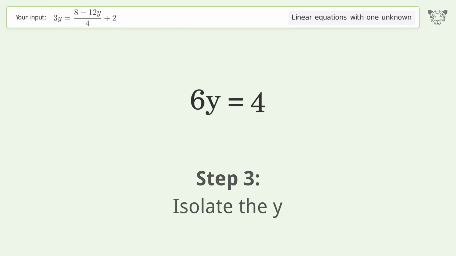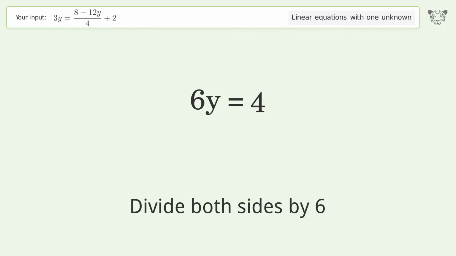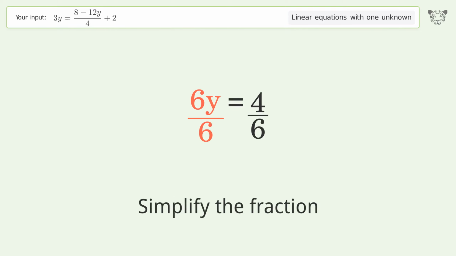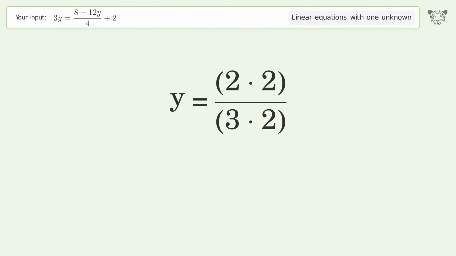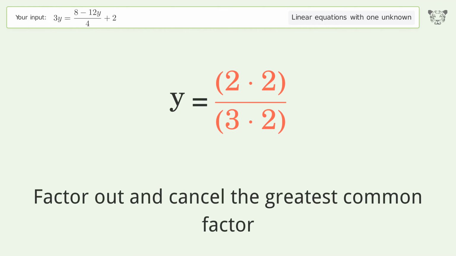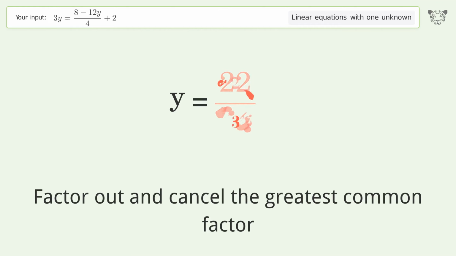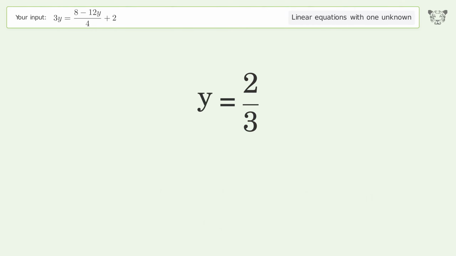Isolate the y. Divide both sides by 6. Simplify the fraction. Find the greatest common factor of the numerator and denominator. Factor out and cancel the greatest common factor. And so the final result is y equals 2 over 3.